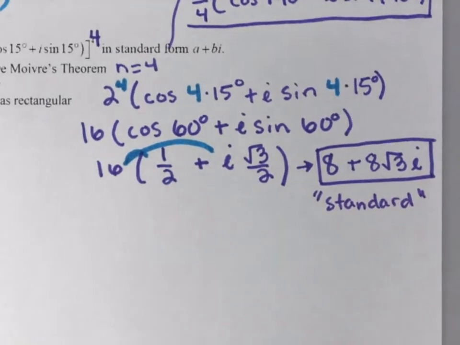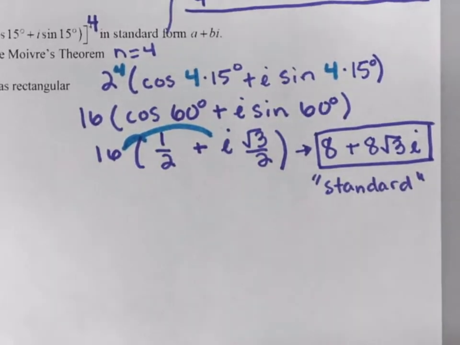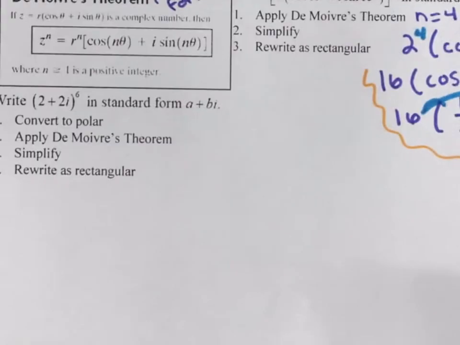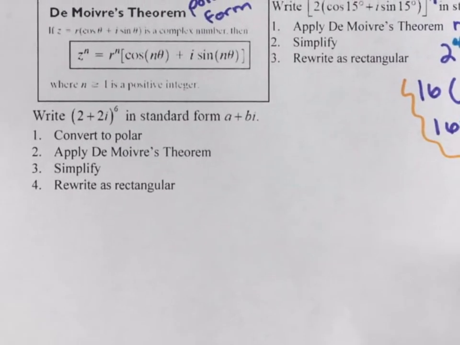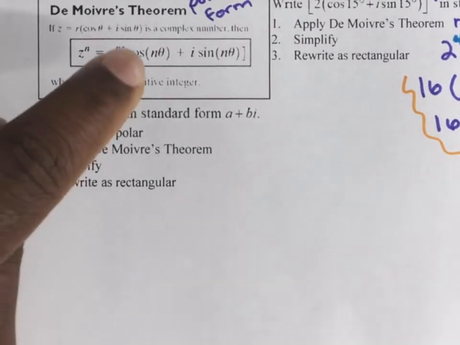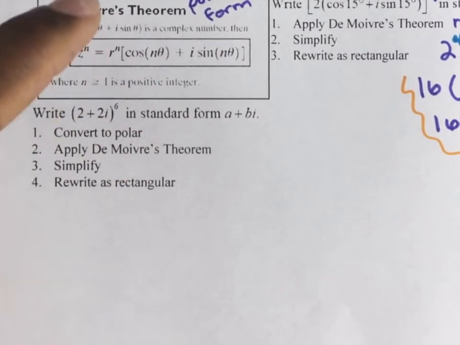All right, let's summarize everything we've been doing in this lesson with this last problem to finish up. So we want to do the Morse theorem again. In order to use this, we need this complex number in what form? Standard or polar?